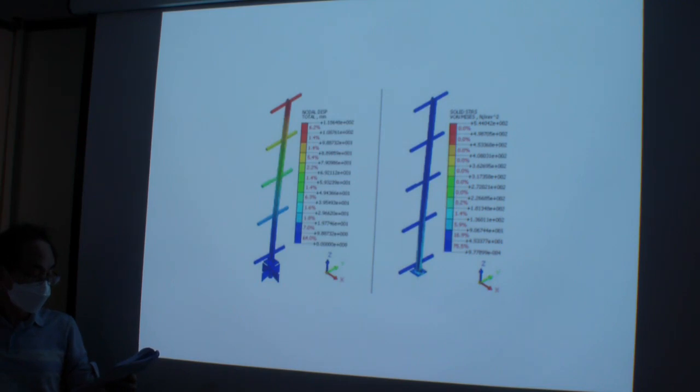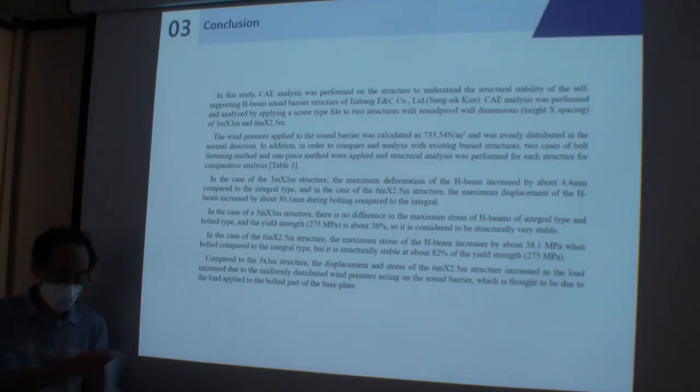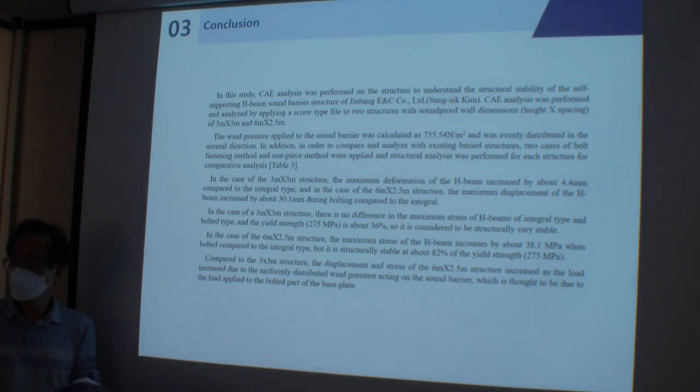For the integral type, the stress ratio to yield stress is 68.6%. For the bolted type, the stress ratio to yield strength is 82.4%. This is the summary of the previous research. Let's make some conclusions of the previous research.